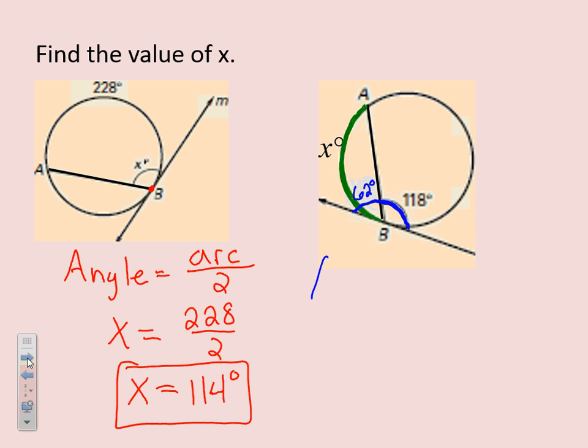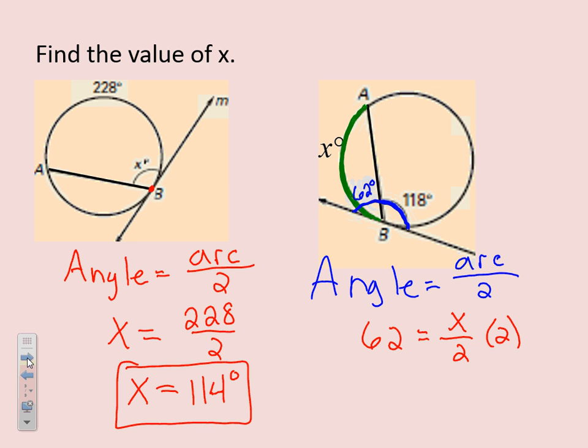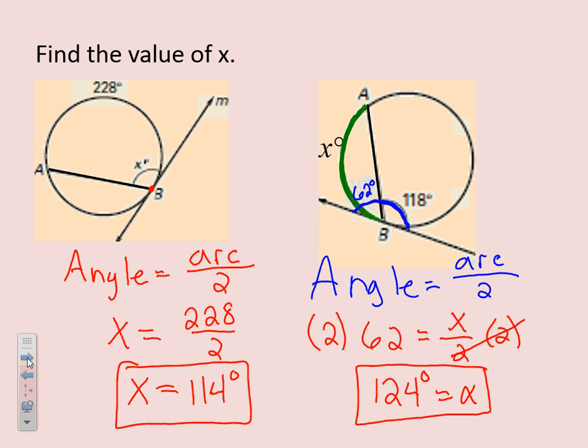And if I use angle equals arc divided by 2, I know my angle this time, so I'm going to put 62 equals my arc. I don't know, so I'm going to have x over 2. To solve for x, I'm going to multiply both sides by 2. This will cancel. 62 times 2 is 124 degrees. And that is my value of x.